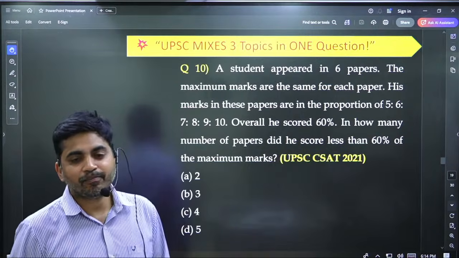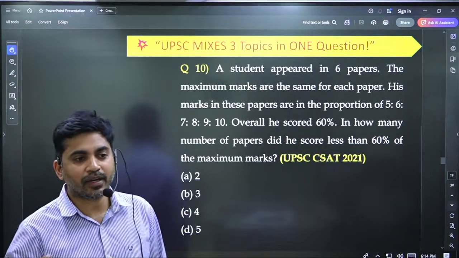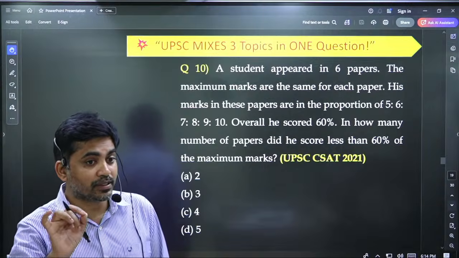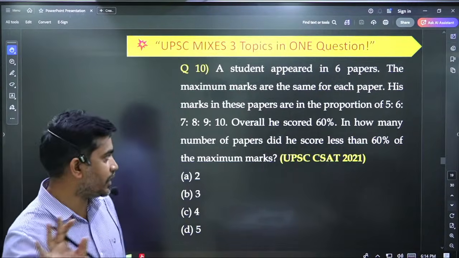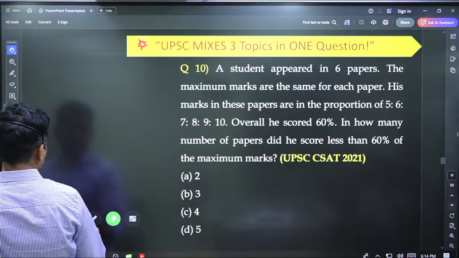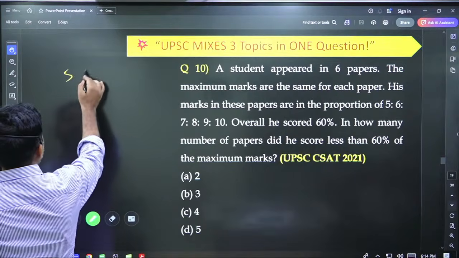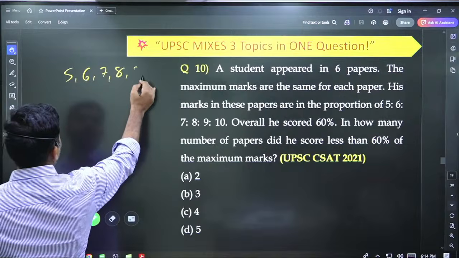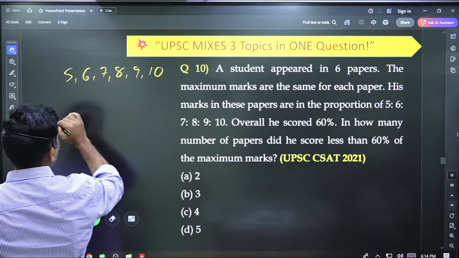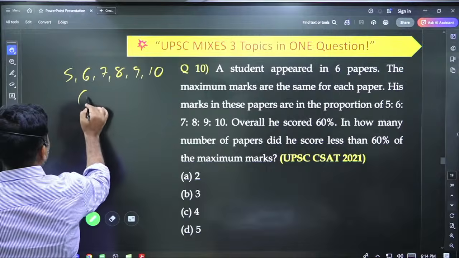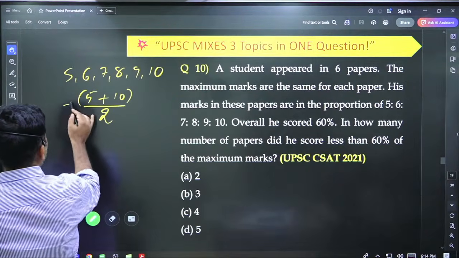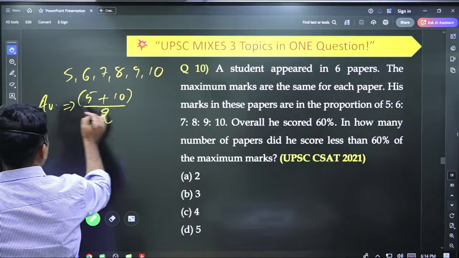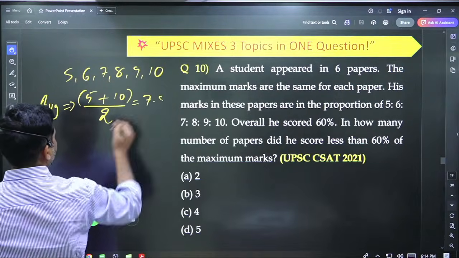Just say marks are 5, 6, 7, 8, 9, 10. Don't write 5x, 6x, 7x like this. Assume marks are 5, 6, 7, 8, 9, 10. In averages, we discuss this point. Whenever consecutive numbers are given, how to find average? First number plus last number by 2. This is the very important concept in averages. So average marks are 7.5.